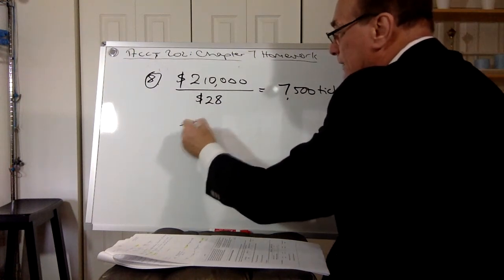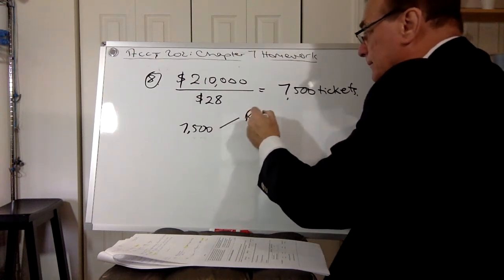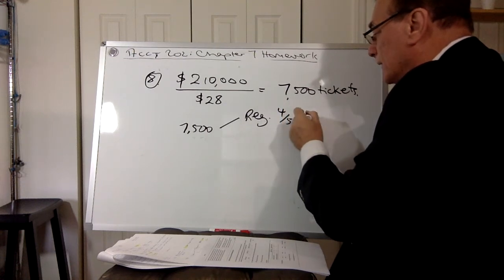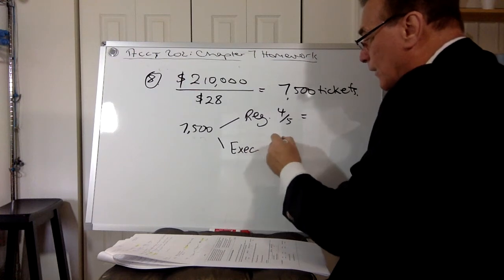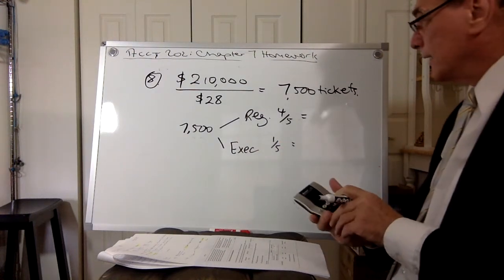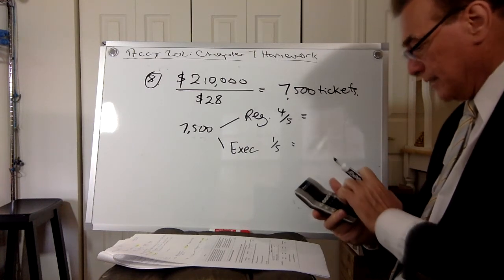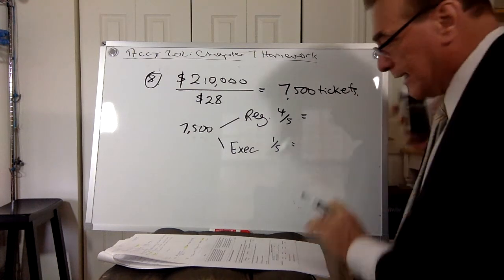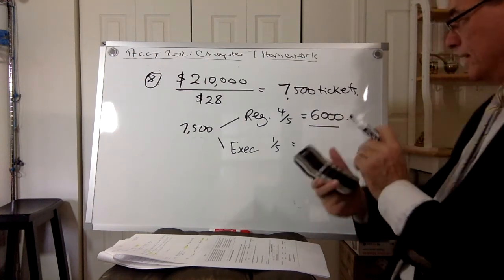Out of that 7,500, they've got the regular, of which they sell 4 out of 5, and then they've got the executive, of which they sell 1 out of 5. So you get your calculator out and say, 7,500 multiplied by 4 divided by 5 equals 6,000. So they've got to sell 6,000 regular tickets to break even.